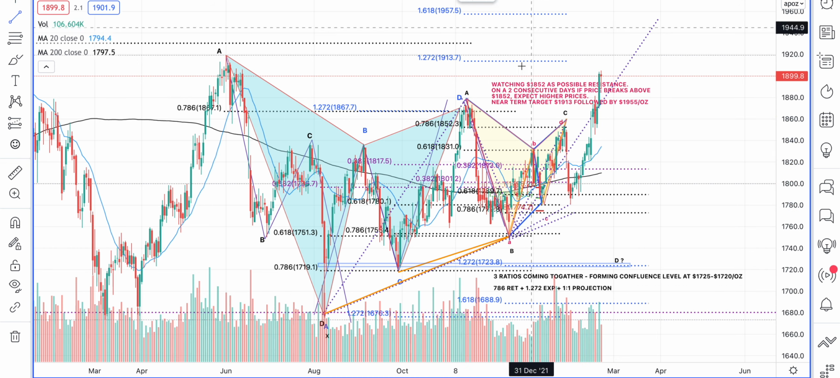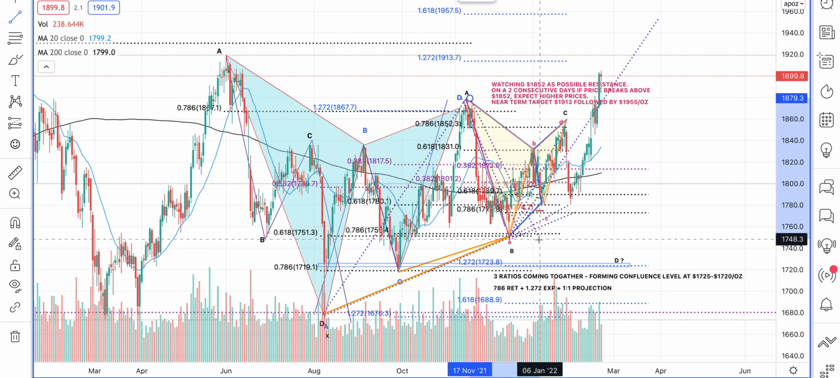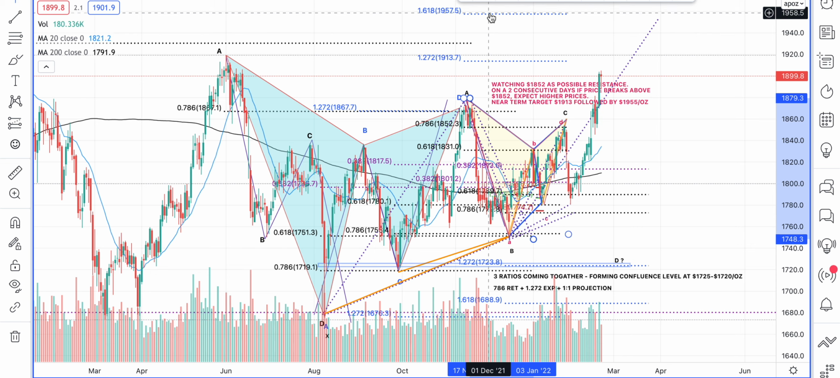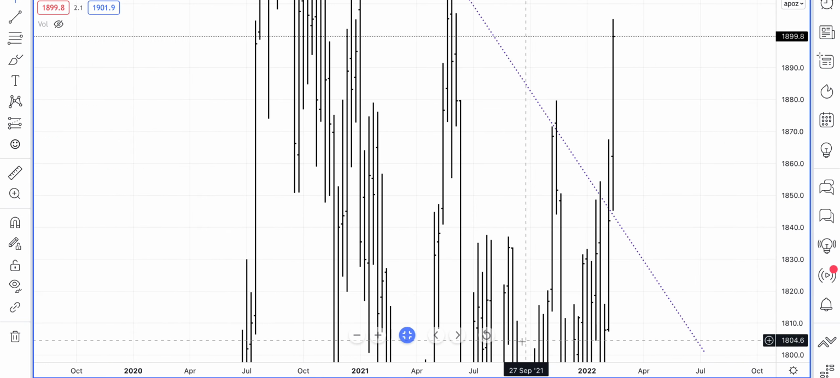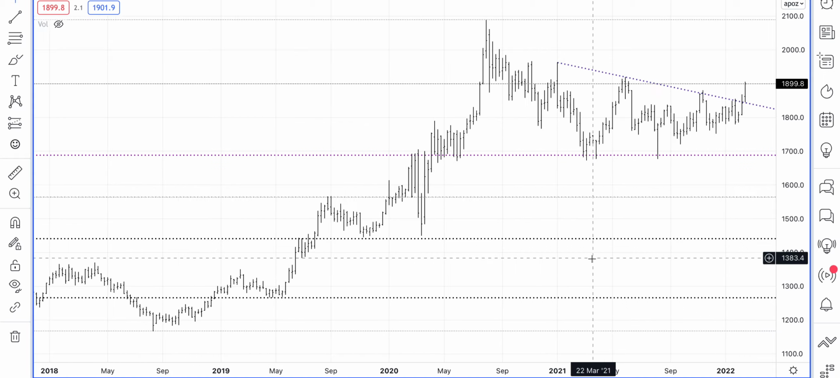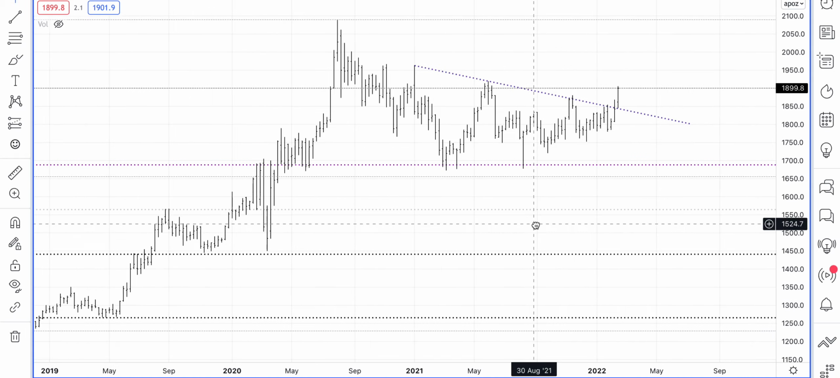Let me draw it for you on the daily chart, which comes around 1913, and then the 1.618 is 1957. Okay, so what we'll do is we'll actually switch to the weekly chart, and here is a really simplistic view.